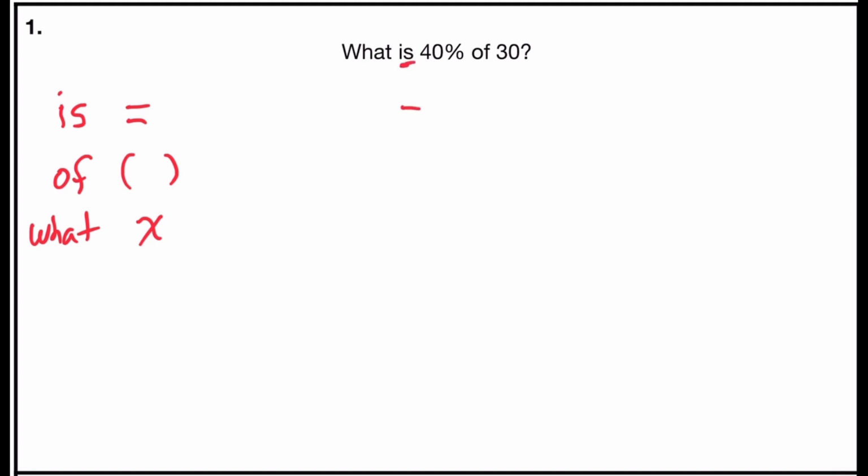So first I'm going to look for the word is. That's going to set up my equal sign. On the left side of my equal sign I have the word what. So that's going to be my variable x. Then I have 40% of 30. So I'm going to take 40% and I'm going to write that as a decimal, which is 0.40. Of is the multiplication in the parentheses, and 30 is put at the end to multiply by 0.40.